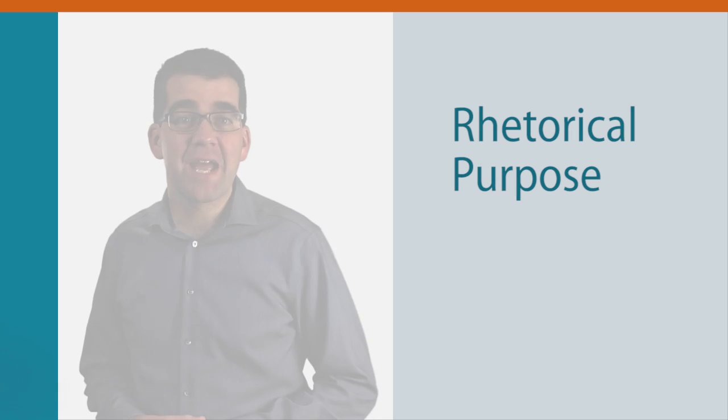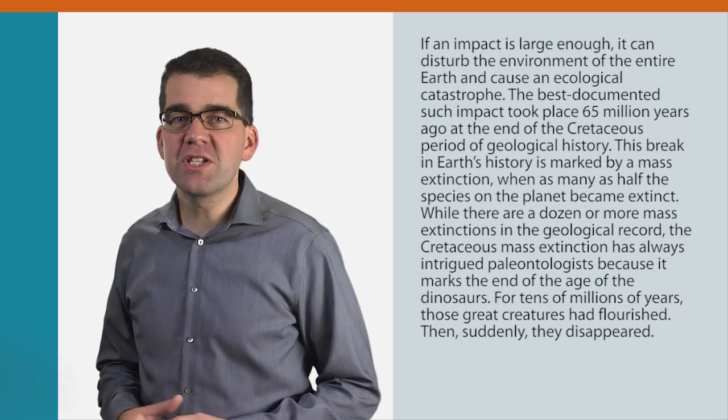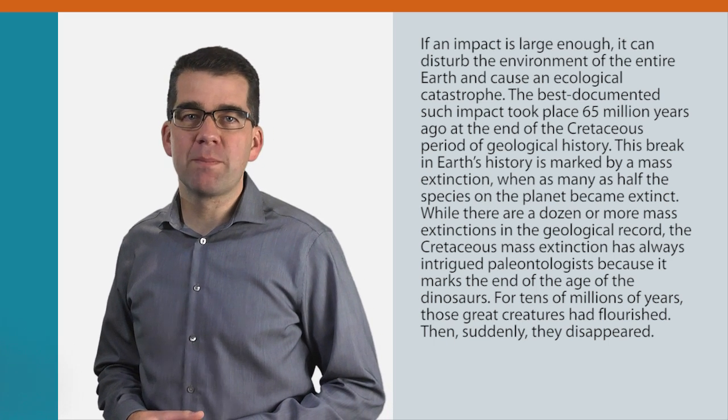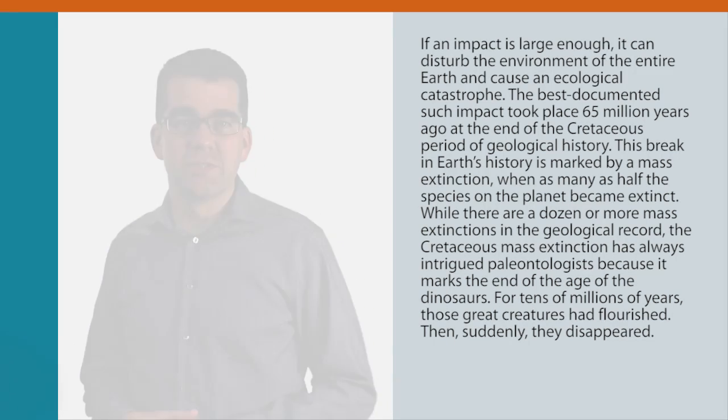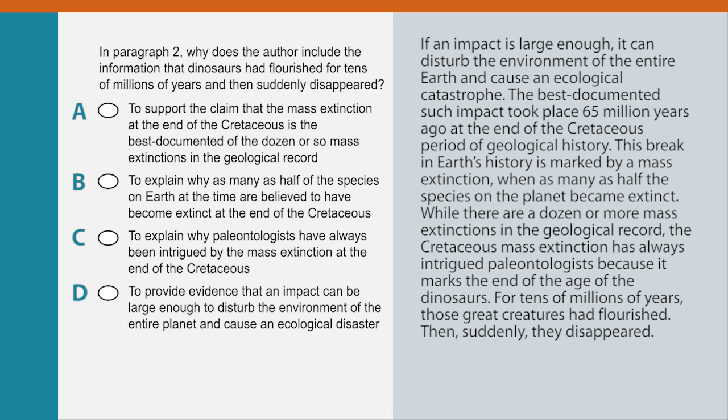Now let's look at an example of a rhetorical purpose question. It asks about information from a different paragraph in the same reading passage about meteorites and dinosaurs. It's like an inference question, but it asks why the author includes a particular piece of information. When reading each answer choice, the most important part to focus on is the to clause at the beginning of each one. Then pick the answer that best describes what the author is trying to do. In this case, the correct answer is C.